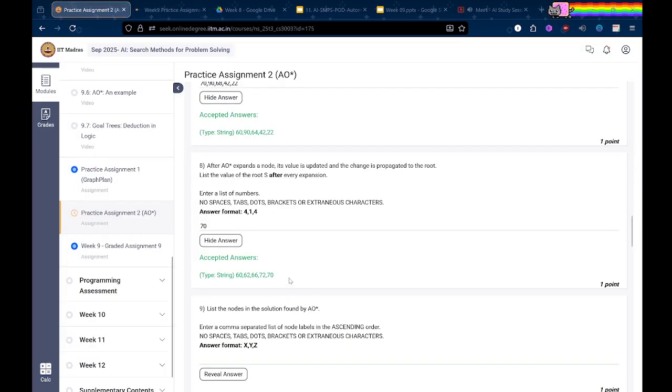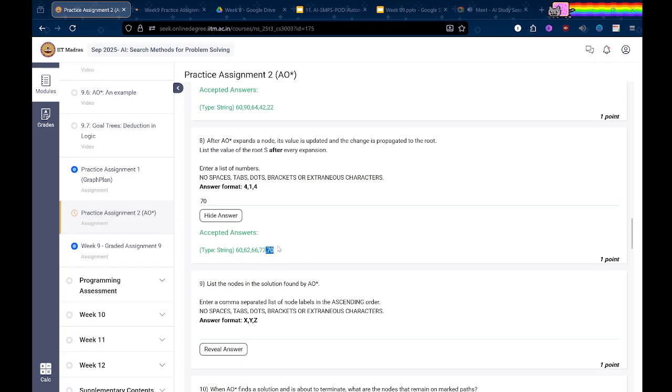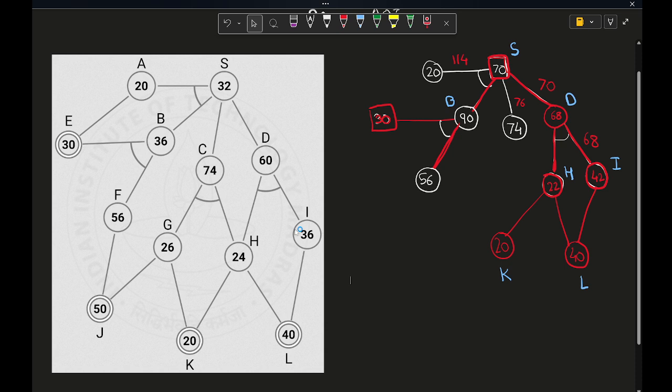What they were asking here wasn't the final value. They were just asking for the intermediate values after each expansion. Here too you can see that they are asking the value of F after every expansion. So in the last one you can see that it's 70, which is correct.